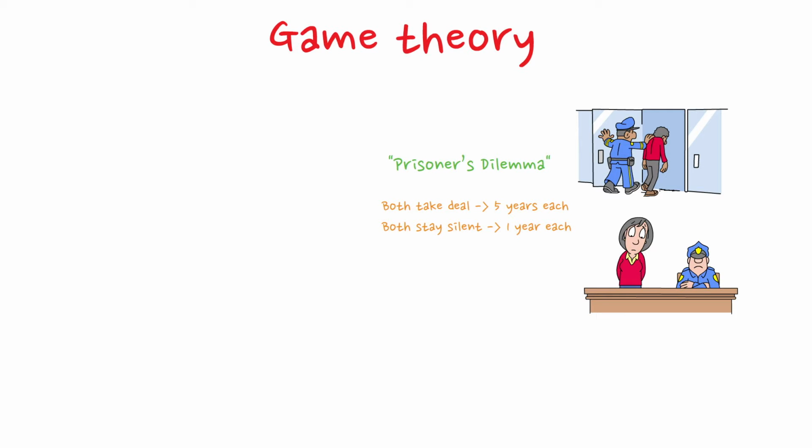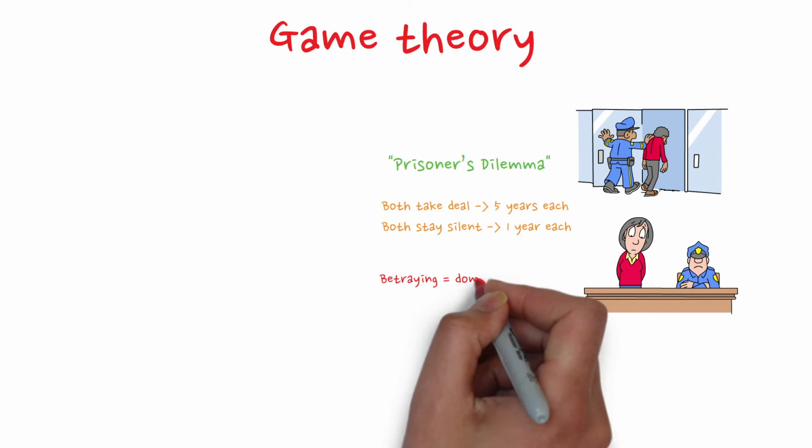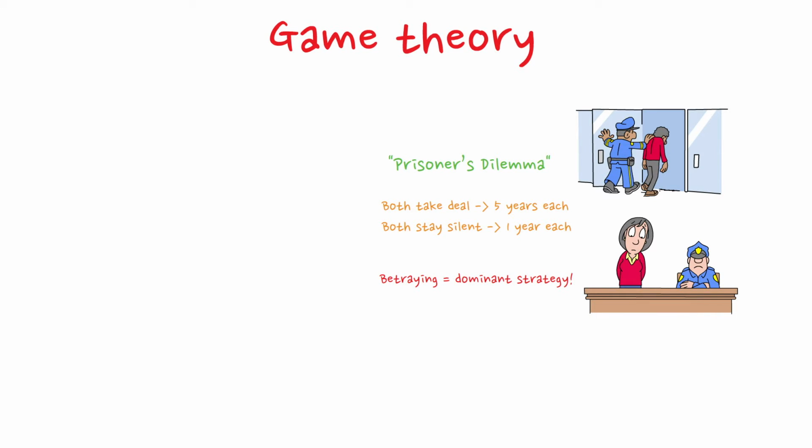In the prisoner's dilemma, the logical move for each prisoner is to betray the other. That's the dominant strategy, the one that gives you a better outcome no matter what the other person does. But here's the twist. When both follow that logic, they end up worse off than if they had cooperated. This is one of game theory's key insights. Acting in your own self-interest doesn't always lead to the best overall outcome.